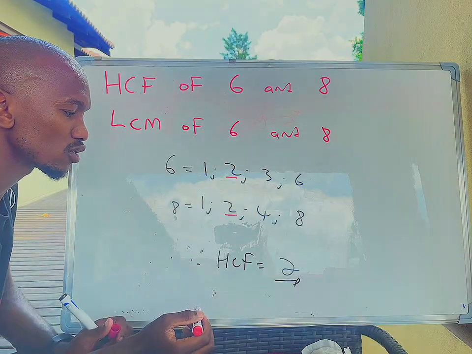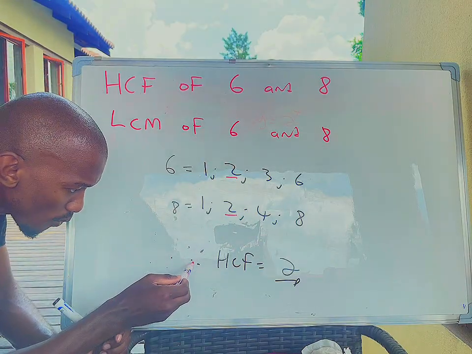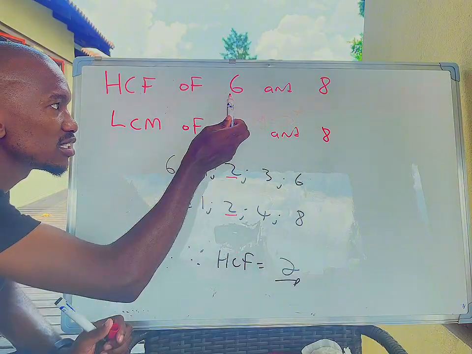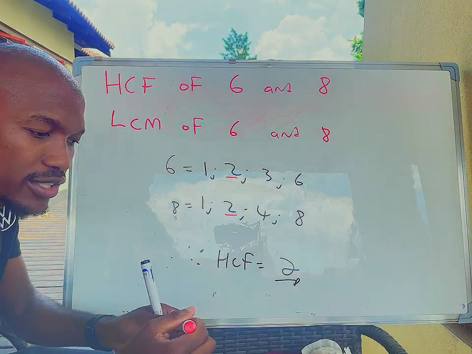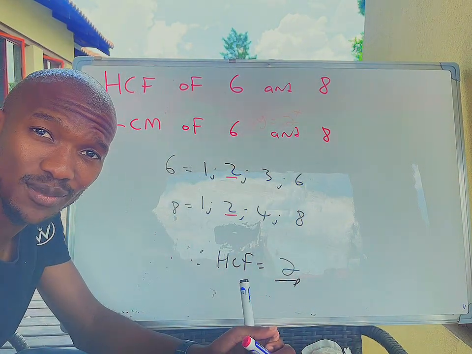So since 2 is the highest common factor, we're going to say, therefore, the highest common factor between 6 and 8 is 2. Then you get your full marks. You're done. Easy peasy lemon squeezy.